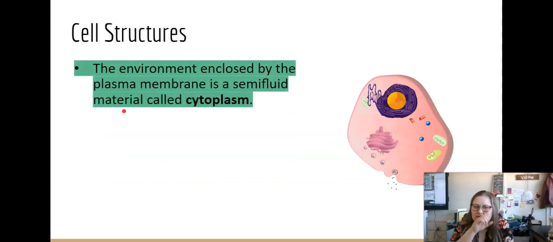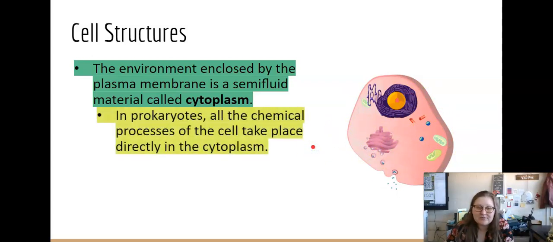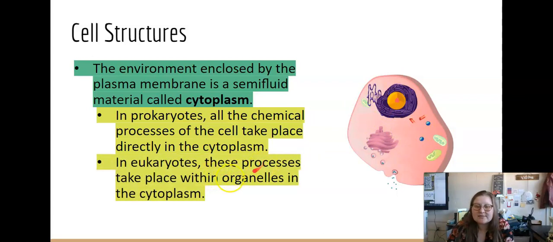So, cell structures. The environment enclosed by the plasma membrane is a semi-fluid material called cytoplasm. You can think about the membrane like a balloon, and the cytoplasm is this gel-like stuff that's filling it. In prokaryotes, all of the chemical processes of the cell take place directly in the cytoplasm, because remember, prokaryotes do not have organelles at all. So they don't have these structures for things to happen in. So it's just going to happen in that space. In eukaryotes, these processes take place within organelles in the cytoplasm.